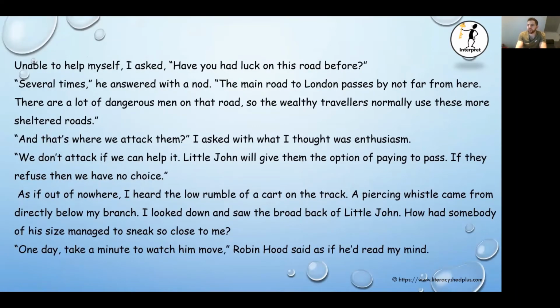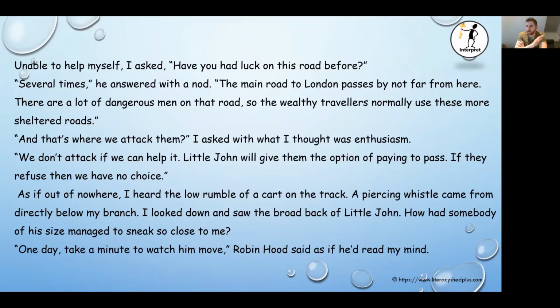Unable to help myself, I asked, Have you had any luck on this road before? Several times, he answered with a nod. The main road to London passes by not far from here. There are lots of dangerous men on that road, so the wealthy travellers normally use these more sheltered roads. And that's where we attack them, I asked with what I thought was enthusiasm. We don't attack unless we can help it. John will give them the option of paying to pass. If they refuse, then we have no choice.